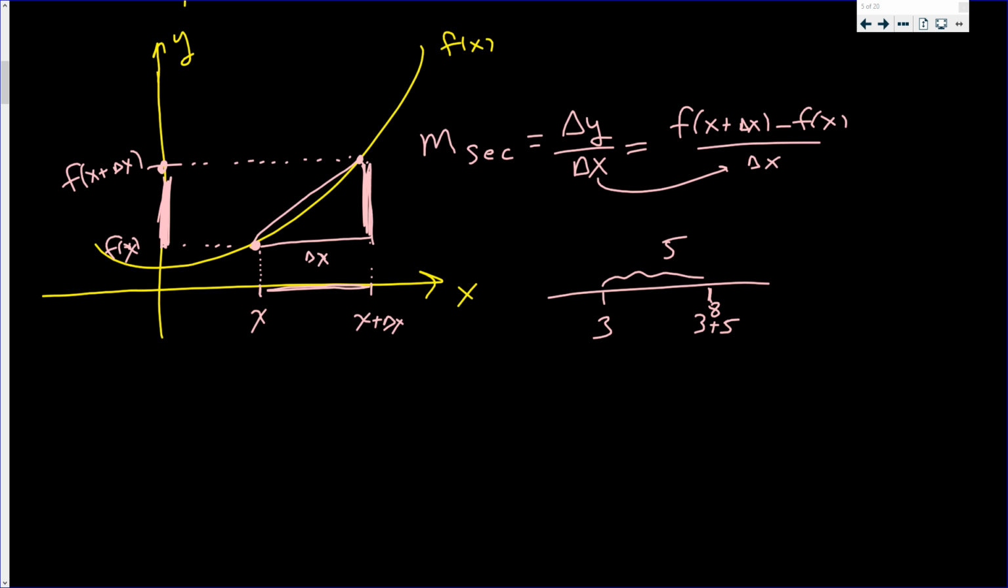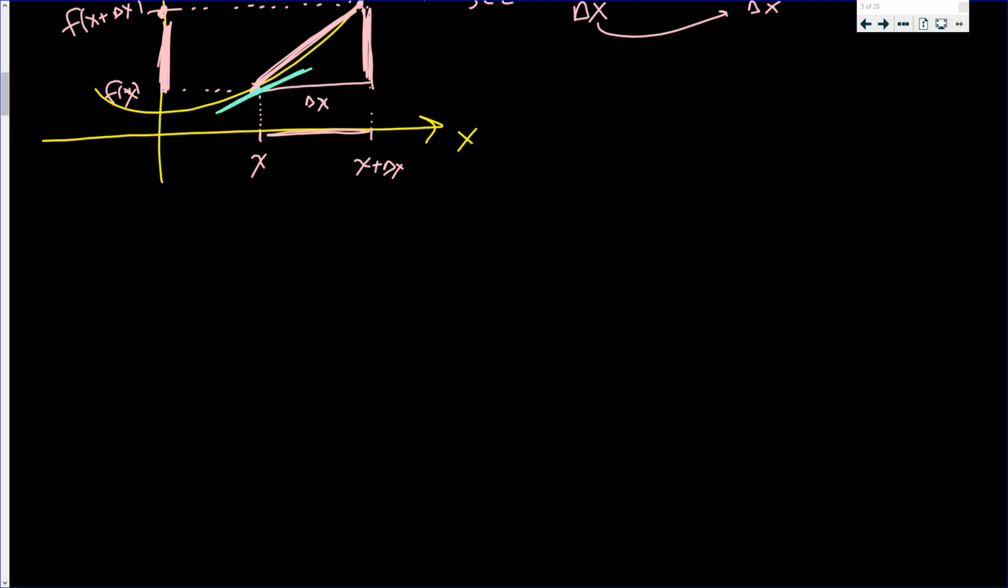Okay. Now, again, we want the slope of that line. And I would hope that you would say that the slope of this line is not a very good approximation. So how can we make it better? Well, how about we make delta x a little bit smaller?